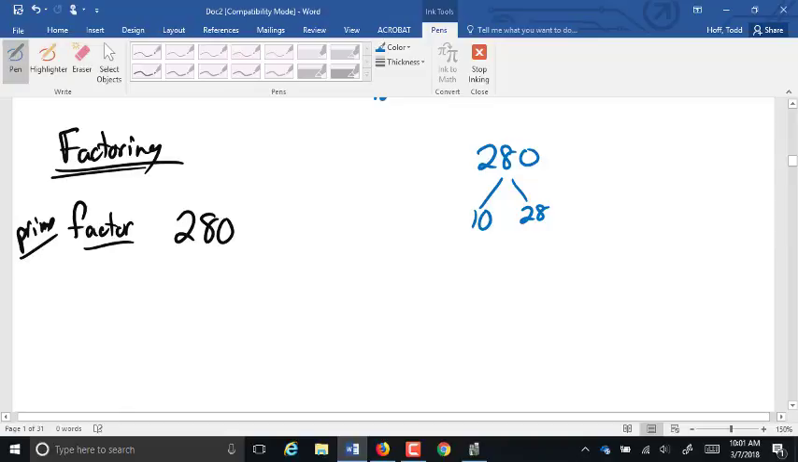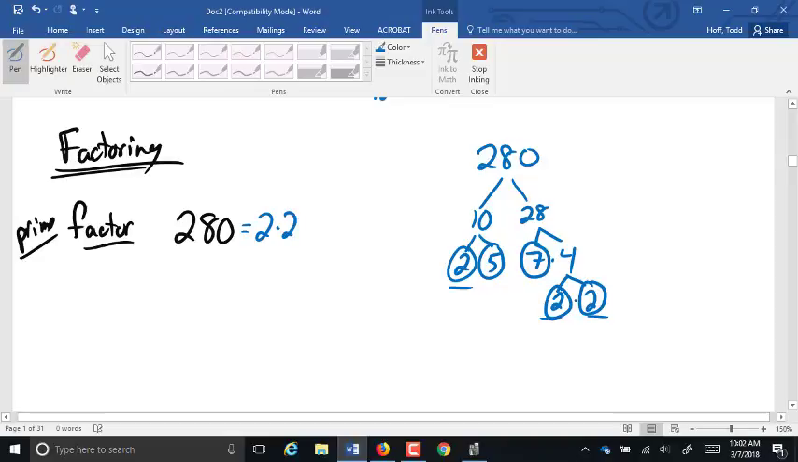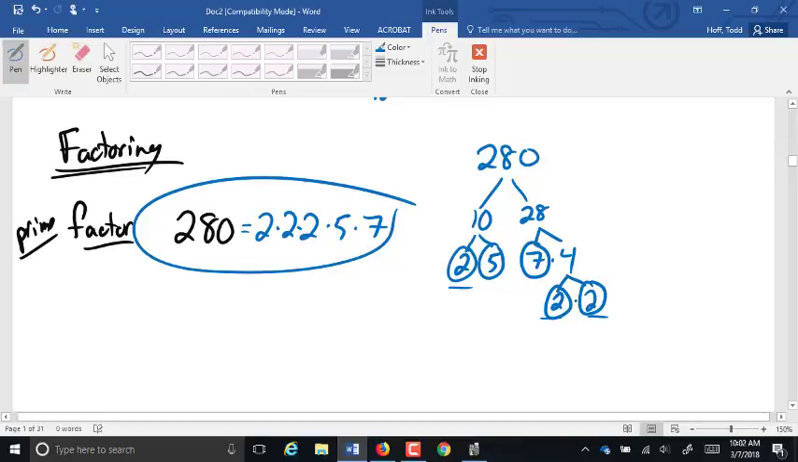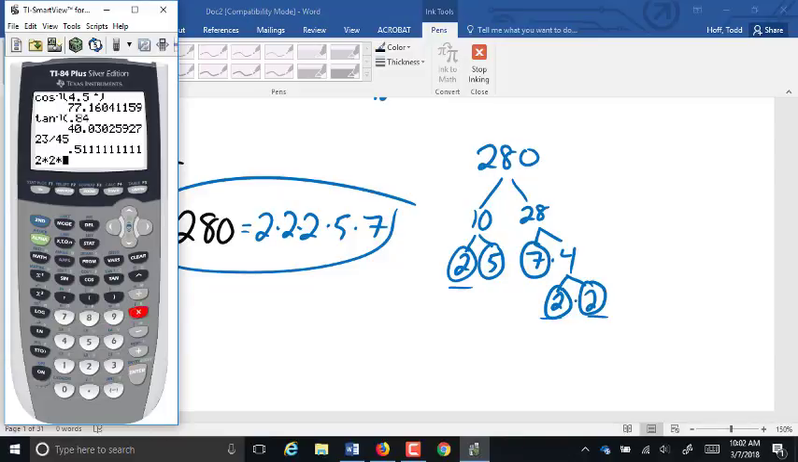280 divided by 10 is 28. 10 can be divided up into 2 times 5. Those are both prime. 28 can be divided up into 7 times 4. 7 is prime, but 4 can be split into 2 times 2. So now everything's prime. So that means the 280, I have 2, 2, 2, 5, and 7. I can always double check by going back to my calculator and doing 2 times 2 times 2 times 5 times 7. Better give me 280, and it does.